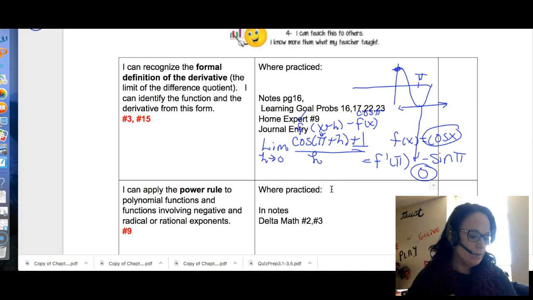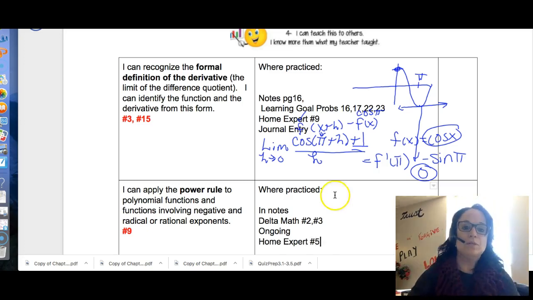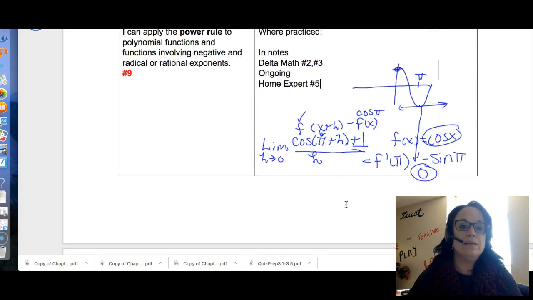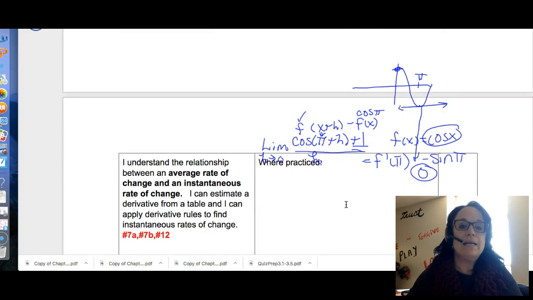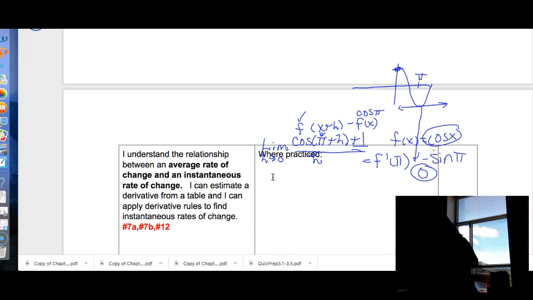So I think most of you are at about a 3 or 4 with this just because it's been ongoing and we've had a ton of practice. But we also did it in the Home Expert number 5. So again, I'm putting places where you can go look and remember where you did some of this stuff. And that will be part of number 9 on your test. I'm going to go erase my writing up on my board so you can see it.